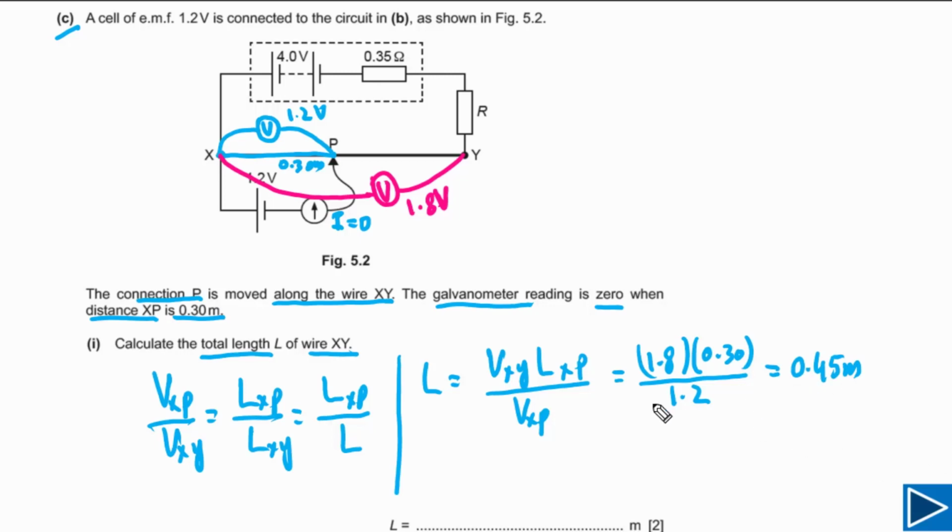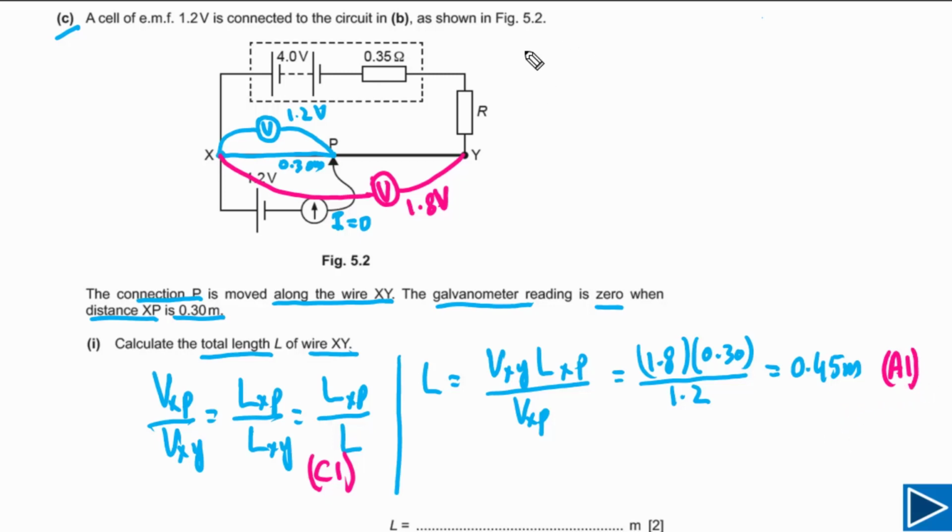This question has 2 marks. The first mark is if you have written in this form, means if you have written that the ratio between Vxp and Vxy and the ratio between Lxp and Lxy are equal, you will get 1 mark. So this is C mark. And the second mark is answer mark. This is for the answer. If you got the right answer, you will get 2 marks.